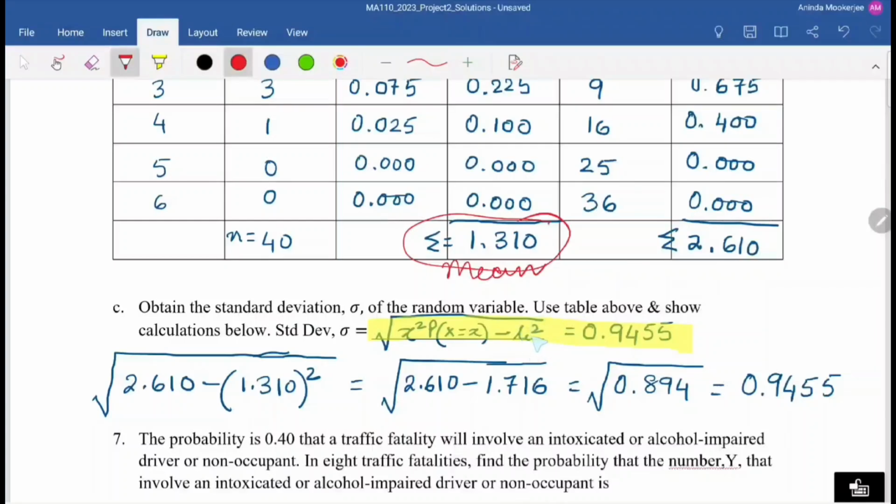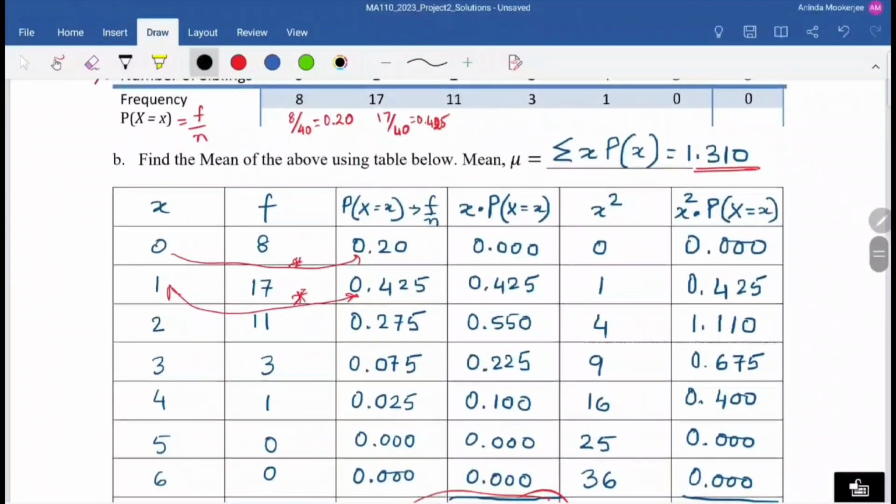So we already found the mean in the previous part, which is 1.310. All we have to do is square it, but we need to find sigma x squared times probability of x. Now let me correct something here. It should be sigma. This should be sigma x squared probability of x, not just x squared. It should be sigma. So in these last two columns, I've done that calculation.